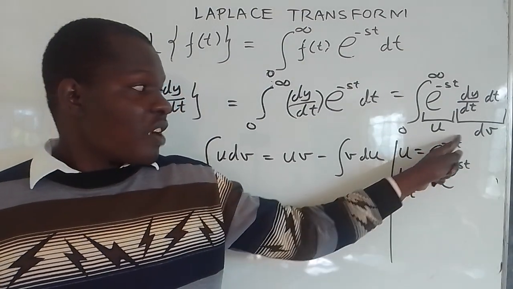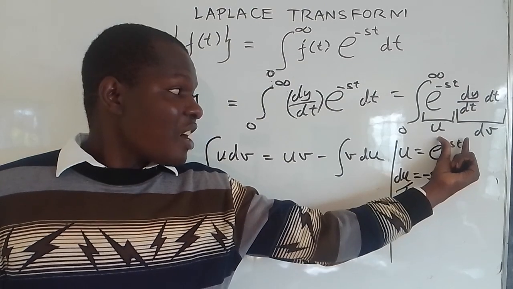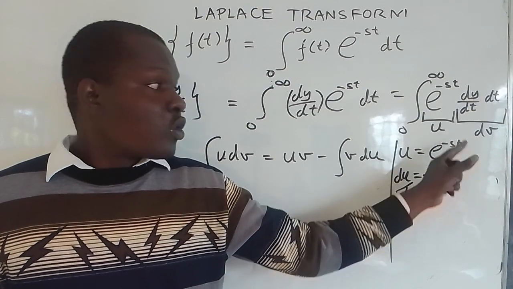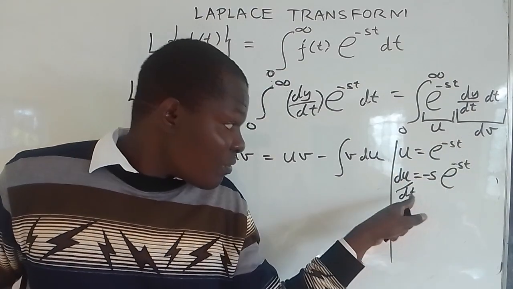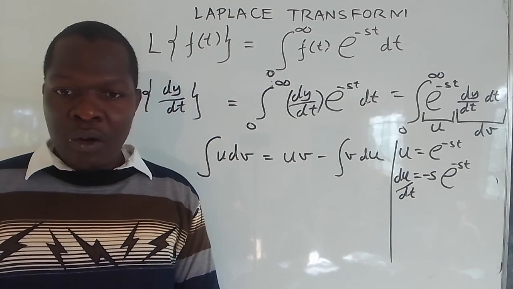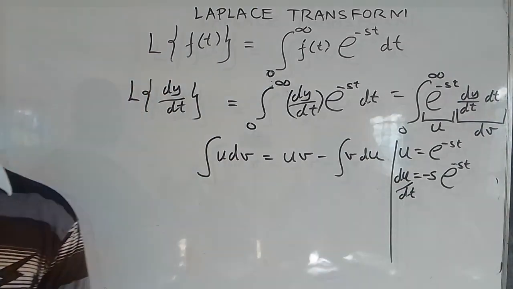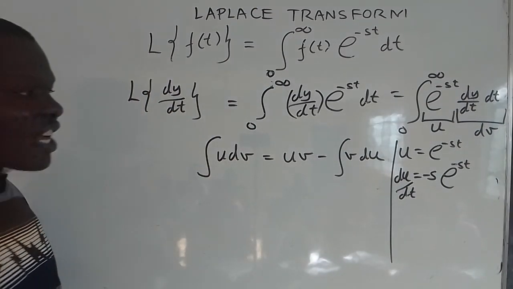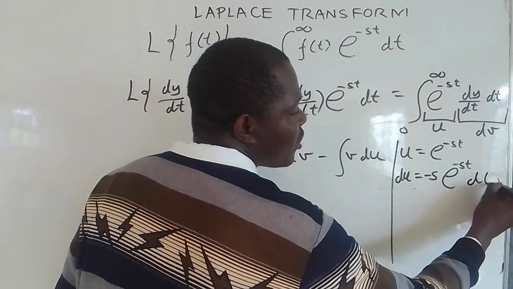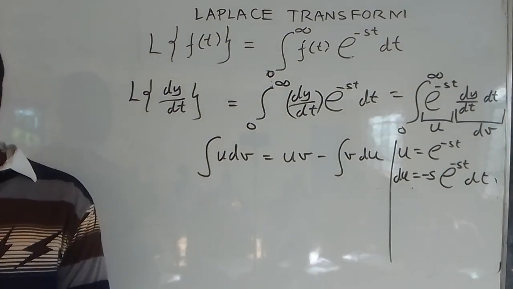The outer function is an exponential function. Differentiating it, it remains the way it is. Then the inner function is minus st. If you differentiate minus st, you get negative s, because negative s is a constant, and t is the variable you are differentiating with. If you differentiate t, you get 1. So in the end, you get your negative s. Is that okay? So that one, you now multiply both sides by dt, then you get du equals minus s exponential negative st dt.